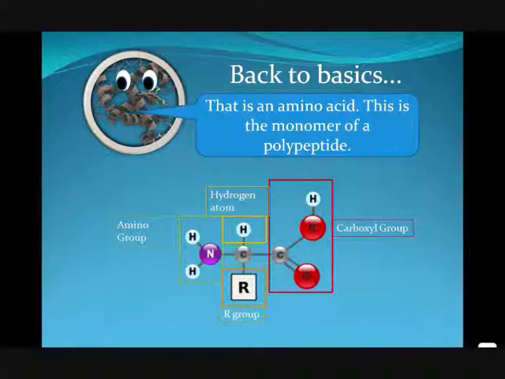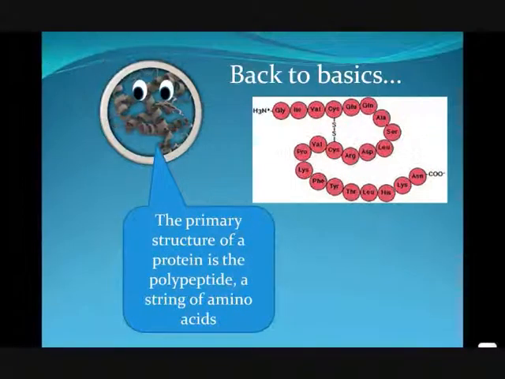There is the hydrogen atom in a yellow box, and the R group is in orange. This can be a variety of chemical groups. The R group is different for every amino acid. Like other monomers, amino acids bond together to form a linear chain of amino acids. This forms a polypeptide. This is also known as the primary structure of the protein.